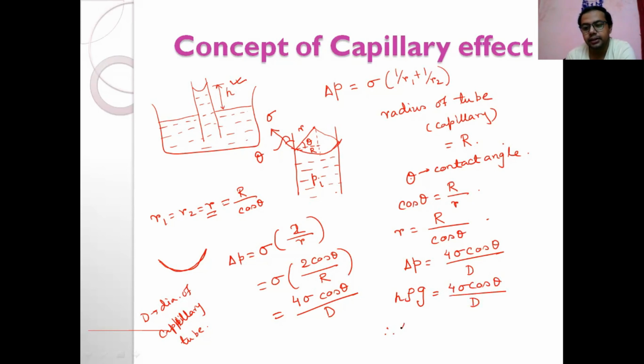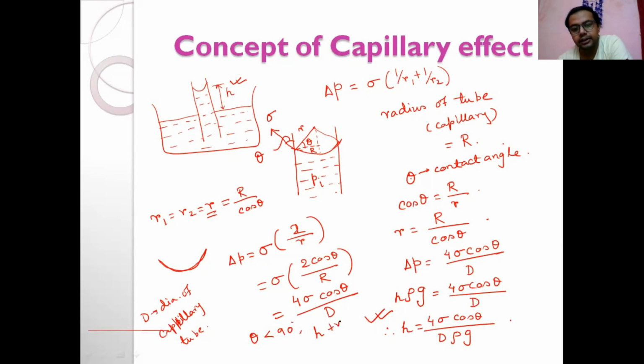So H should be equal to 4 sigma cos theta by D rho G. This is the most important equation. H is the capillary height. If theta is less than 90, H will be positive. That means capillary rise. If theta is greater than 90 degree, H would be negative. So it is a capillary depression.